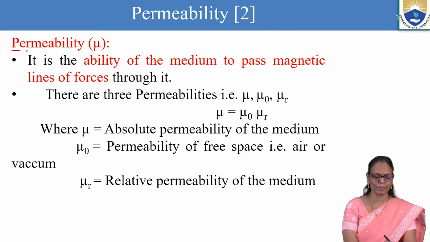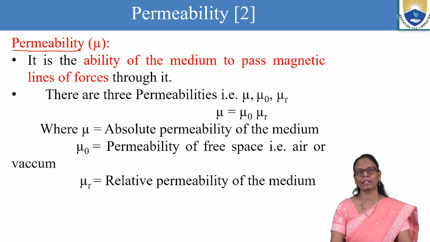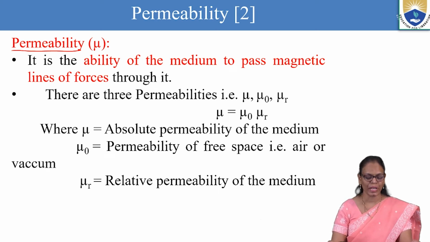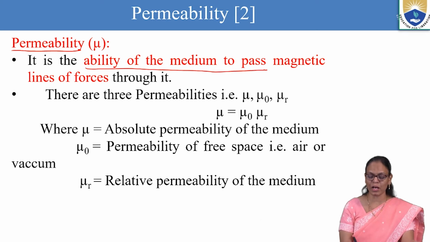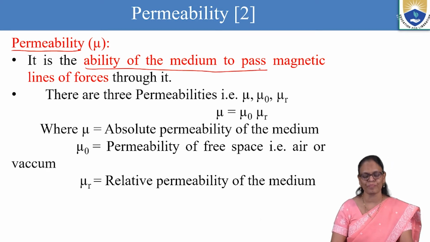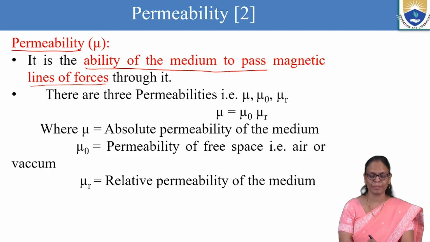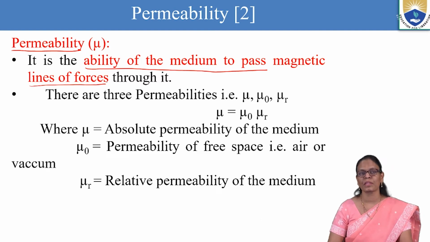Now, what is this permeability? We are talking about the permeability. So, what is its significance? It is the ability of the medium to pass the magnetic lines of force through it. So when the medium is allowing the lines to pass through, then we say it is permeable. If it does not allow them, then the permeability is very low.